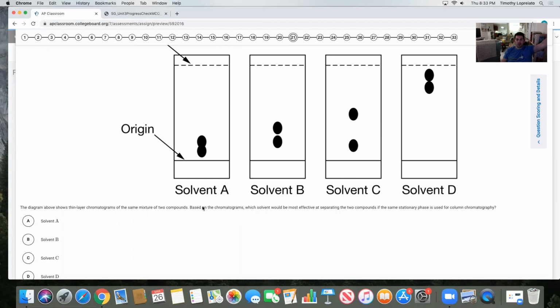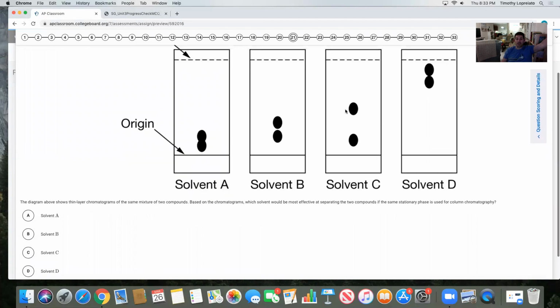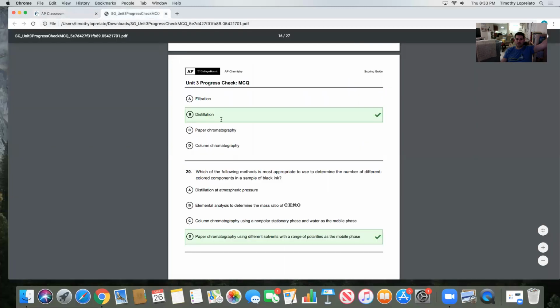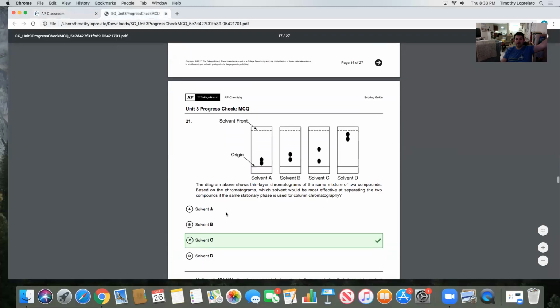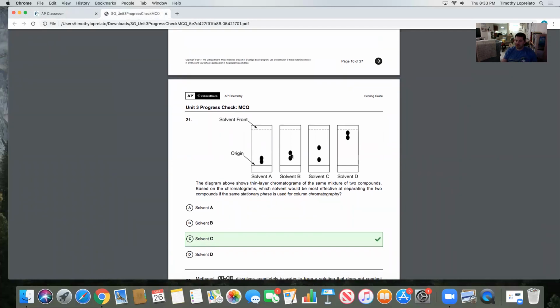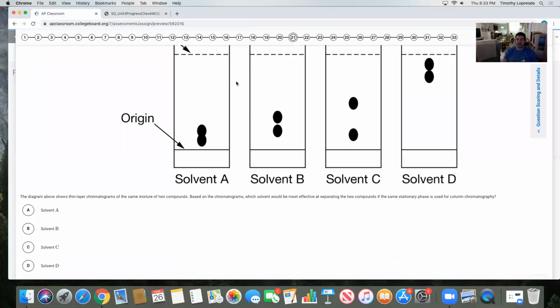All right, so we want the one, I believe, where they spread out the most. If we're going to do this in column chromatography, we want the most dramatic difference between the two. So I'm going to say solvent C. Let's see what we get for question 21. Solvent C. Again, what they are asking you here is which of these is the best to separate the two, and you can see that in A and D, they're not even separated, and in B, there's only a little bit of separation. So choice C is the correct answer there.